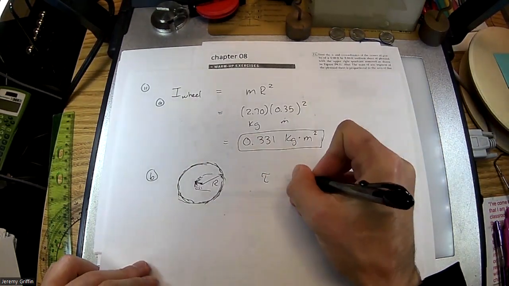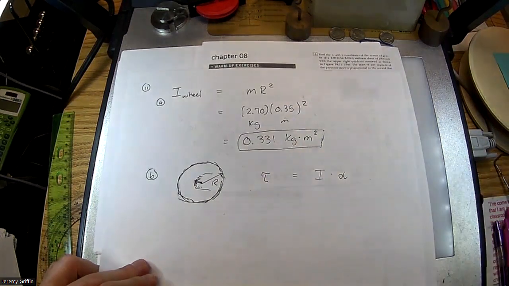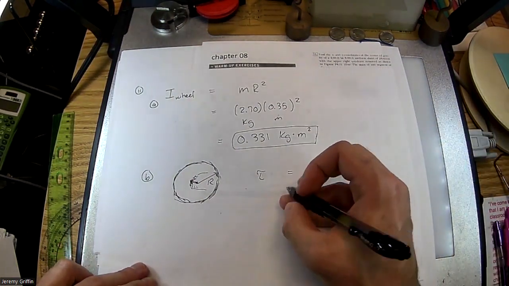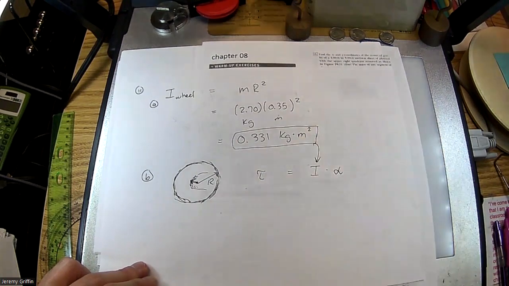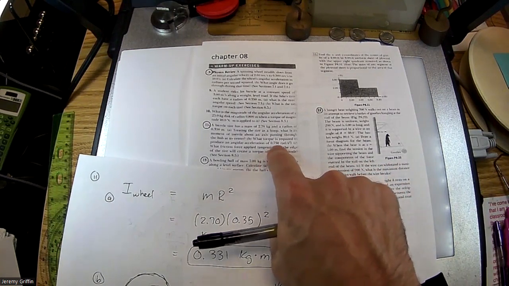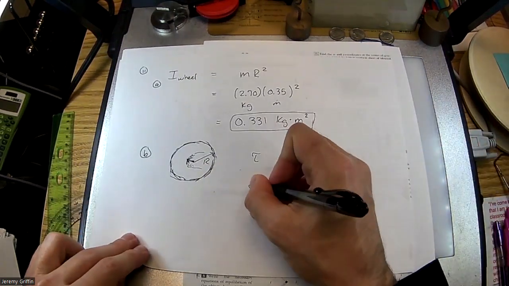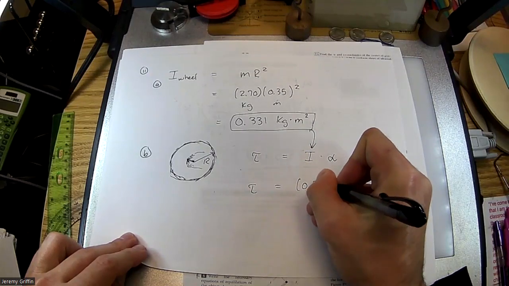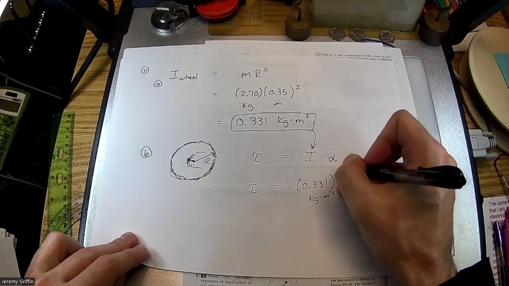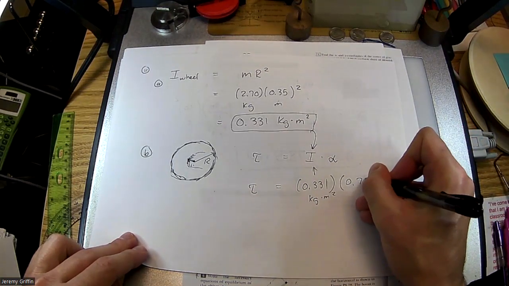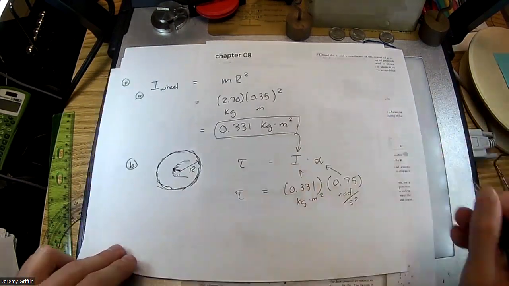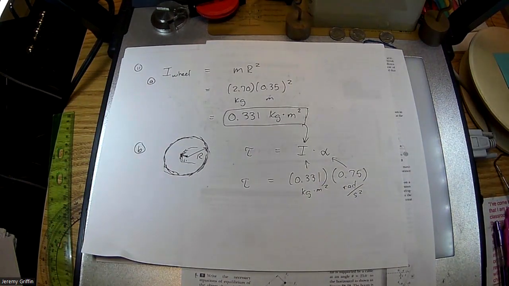So torque is equal to I times alpha. It's also equal to r cross F. That's kind of what I was getting at with the other perspective. But we know I, that's that number right there. And we know the target alpha because they gave it right there, 0.75 radians per second squared. So let's put it all together. The necessary torque is this many kilogram meters squared for rotational inertia, and 0.75 radians per second squared is the angular acceleration. Put it together, we can figure out how much torque.